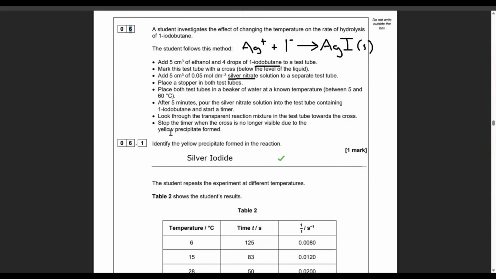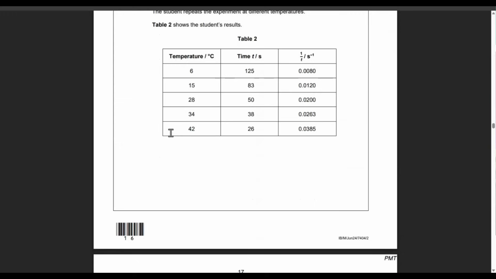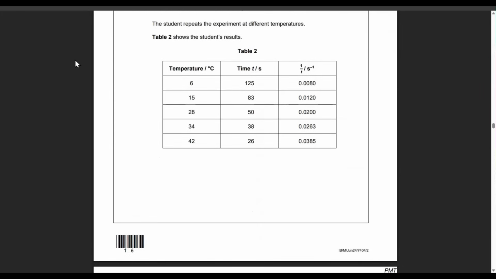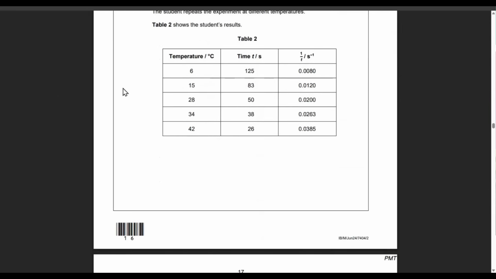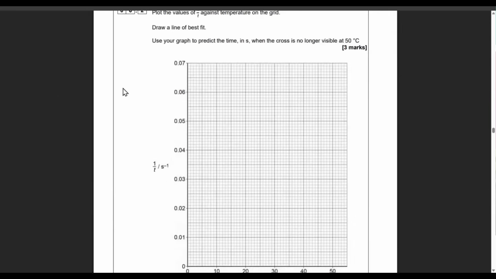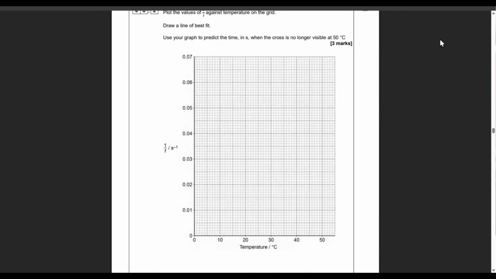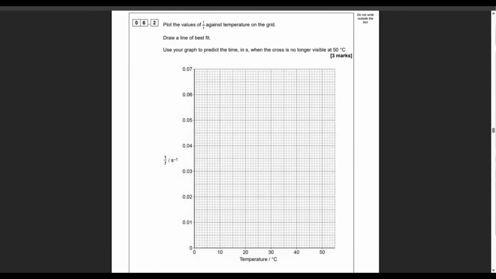Now we've got a question here. The student repeats the experiment at different temperatures. So they've done it at 6, 15, 28, 34, and 42 degrees. We've got time in seconds, and then we have 1 over T in the last column. So what do we have to do? Let's have a little look down here. 6.2, plot the values of 1 over T against temperature on the grid. Draw a line of best fit. Use your graph to predict the time in seconds when the cross is no longer visible at 50 degrees, and that's 3 marks. Okay, so what we're going to do here, we're going to plot all these points on and just show you how I do that.